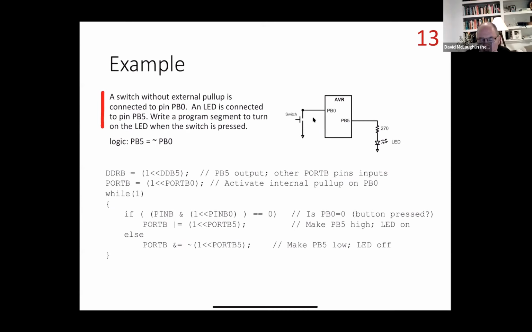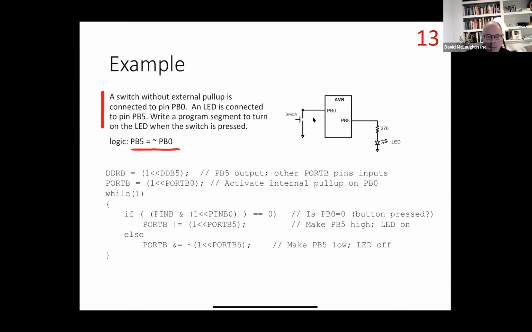Okay, so now let's think about the logic. I want to turn on the LED when the switch is pressed. So when I press the switch, PB0 will be 0. But at that time, I want the LED to go on, so I have to have PB5 go high. So the logic here is that PB5 is the complement of PB0. Okay, so I just wanted to make that note here.